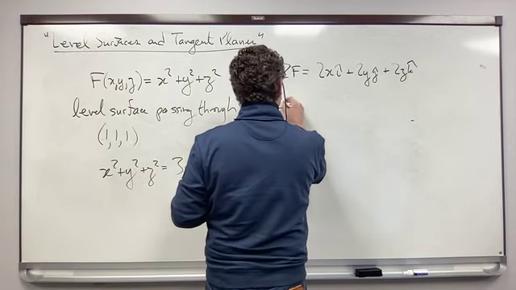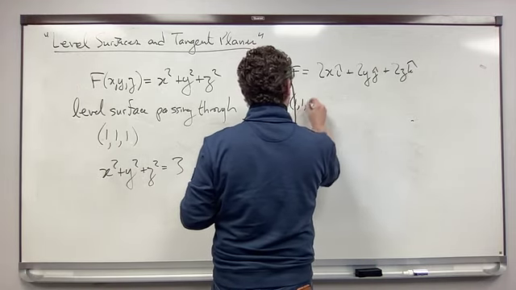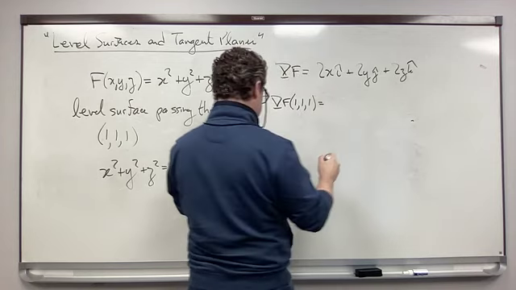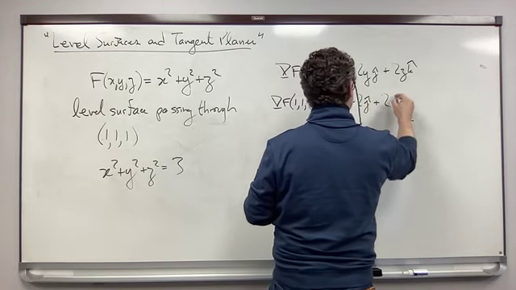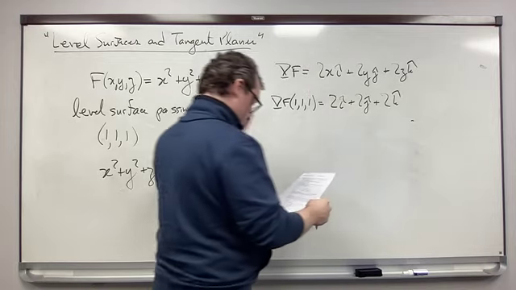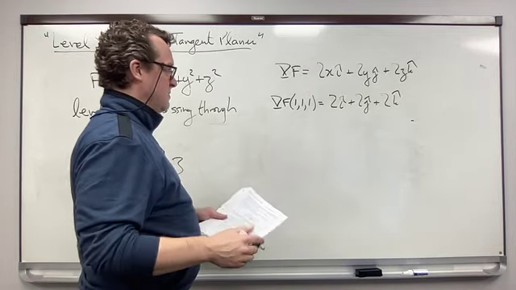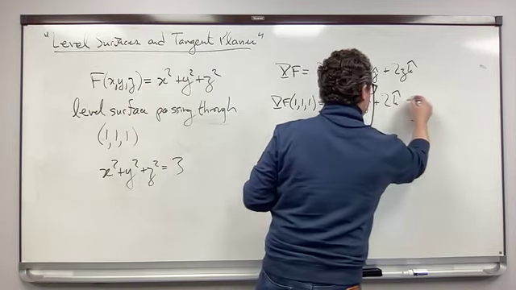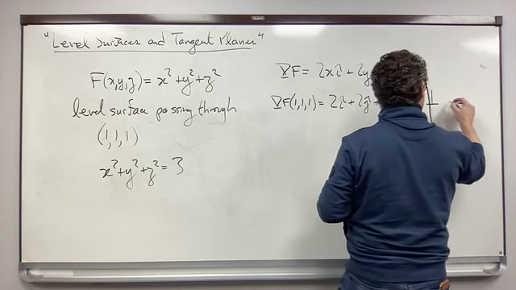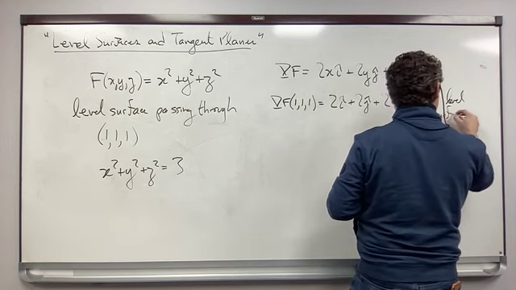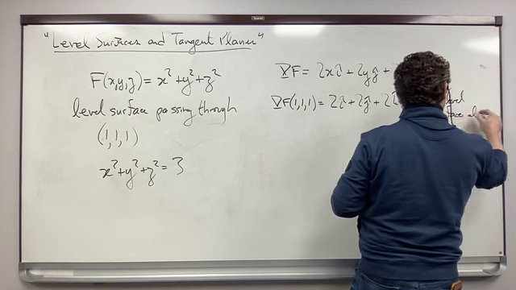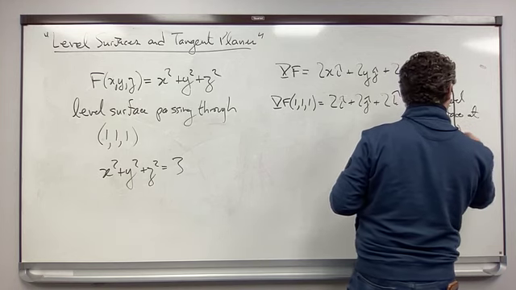So the gradient of f at 1, 1, 1 is, well, you put 1s in here and you get 2i plus 2j plus 2k. So if we try to draw this, this vector here is perpendicular to the level surface at 1, 1, 1.